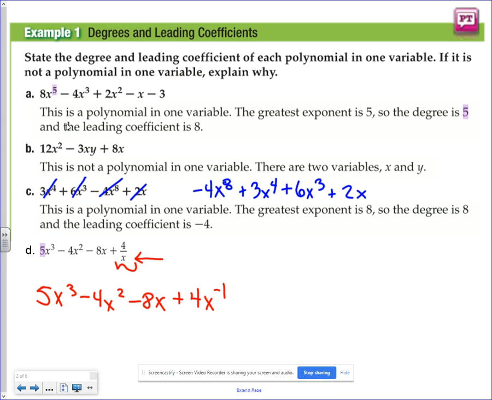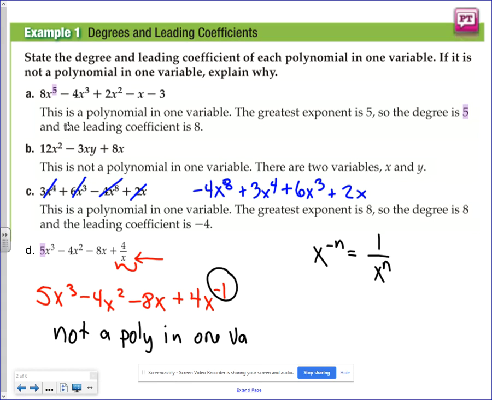So really, the exponent on this variable x on my last term is actually a -1. Remember, when you have a negative exponent, what that does is move it down to the bottom part of your fraction and it becomes positive. So this is not a polynomial in one variable. And the reason is because we have a negative exponent. Remember, all the exponents to be a polynomial in one variable have to be positive.